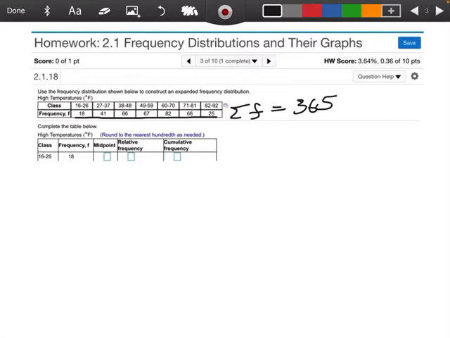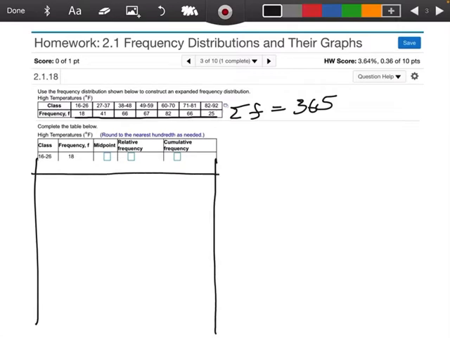Now I'm going to make my expanded frequency distribution. First thing we're going to do is find our midpoint. The way we find the midpoint, we take our limits, the 16 and the 26, and add them together. It's going to give me 42. We cut it in half, and that'll give me 21. So here is my midpoint.